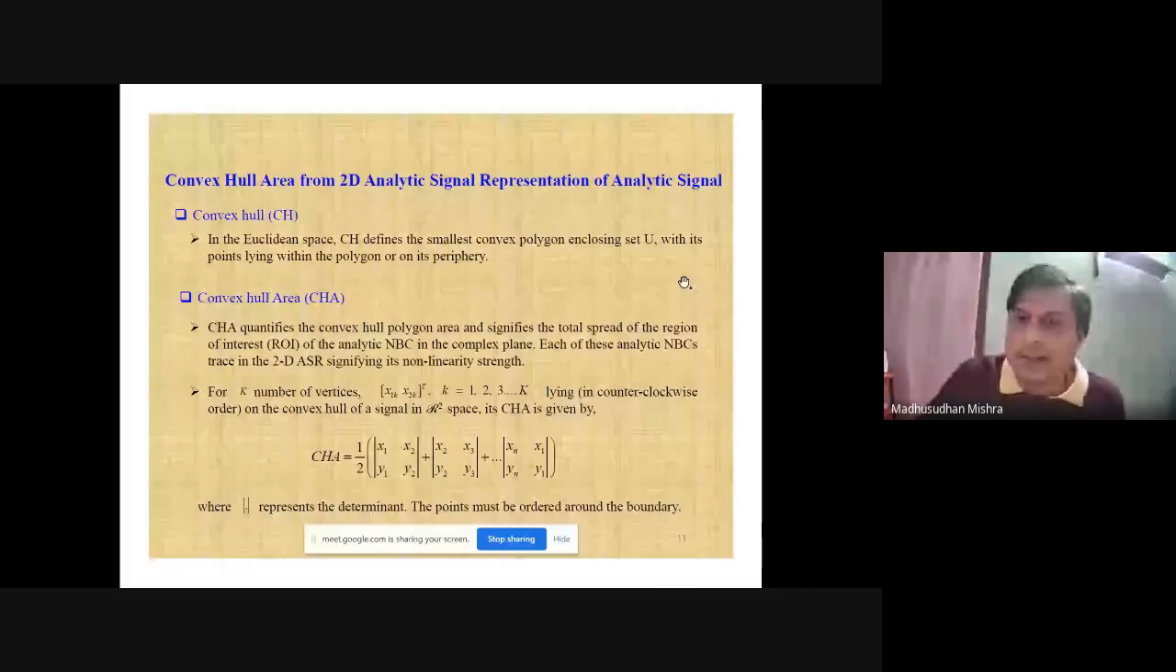Based on this, we calculate the area. The convex hull area basically signifies the total spread of the region of interest, and it also signifies non-linearity strength. If the convex hull area is more, then we say there is more non-linearity strength present in it. So it may happen that for segmentation of S1 and S2, this parameter may be different. So it will be a suitable feature for the identification or classification of the different components of a phonocardiogram signal. And we get the area using this formula.